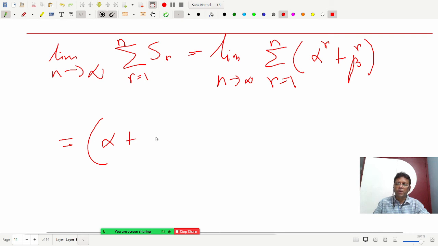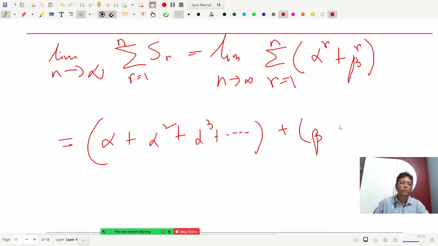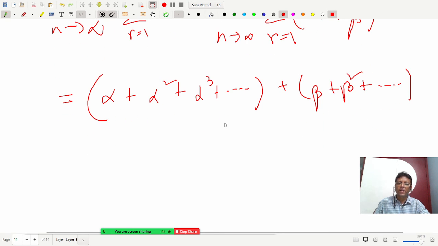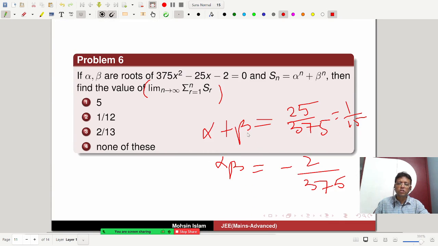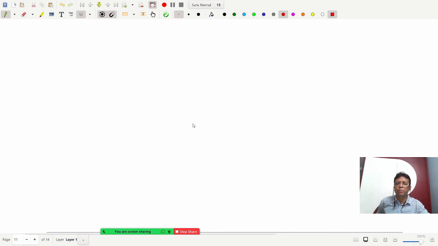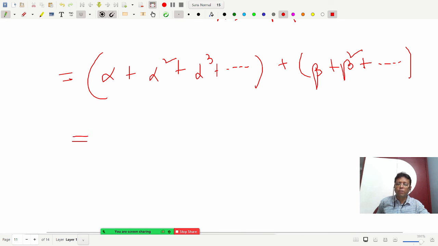So the first part will be alpha, alpha squared, alpha cubed, etc. up to infinite terms, plus beta plus beta squared, etc. up to an infinite sum. So this is an infinite GP, and alpha and beta must be less than 1 in modulus, because you see the sum is 1 by 15 and the product is minus 2 by 375. So the mod value of alpha and beta must be less than 1. If the mod value is less than 1 and the series is infinite, this is an infinite GP series.